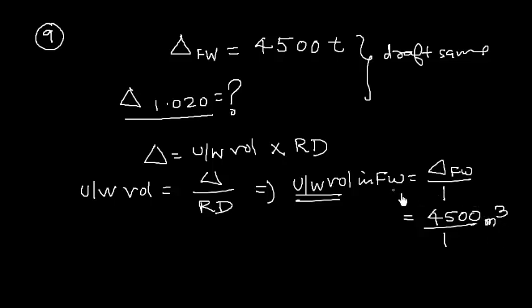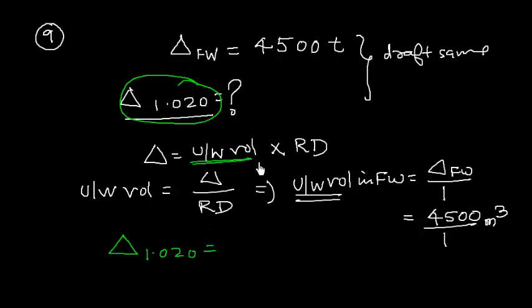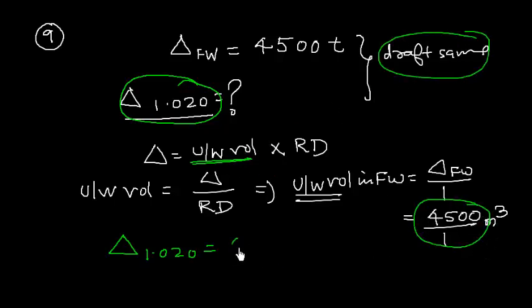Now what is going to be the displacement in dock water of RD 1.020? Similarly, displacement is equal to, I'll use the same formula, underwater volume multiplied by relative density. Well, the draft is same, so underwater volume is also same. So I write like this: 4500 underwater volume multiplied by 1.020. This is the relative density of dock water, and after multiplying I get 4590 ton. Answer.